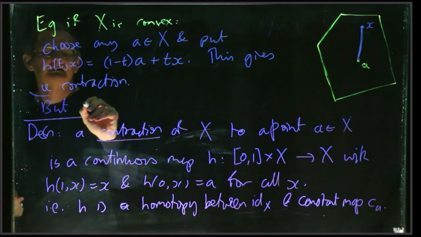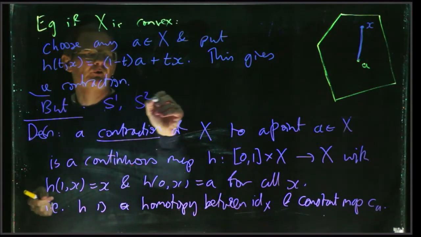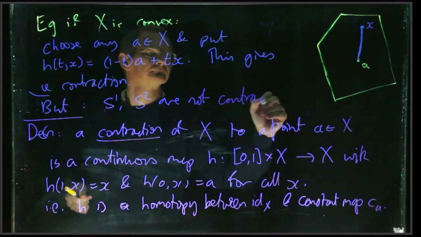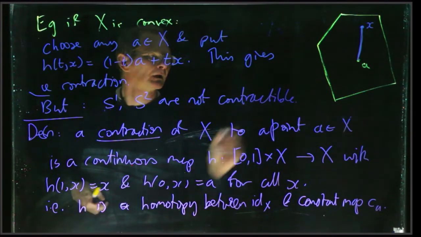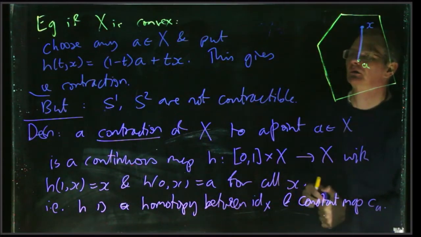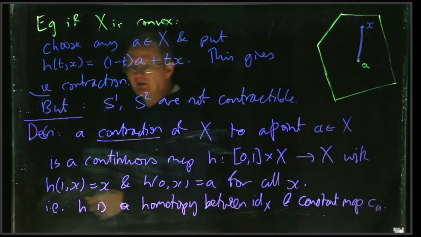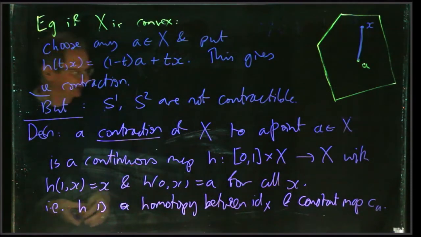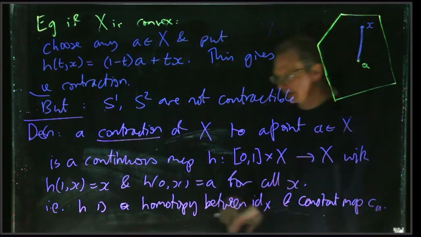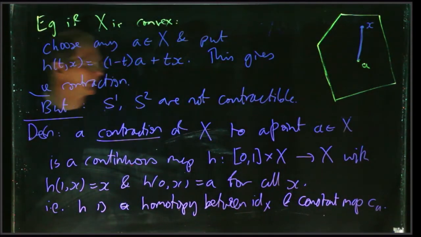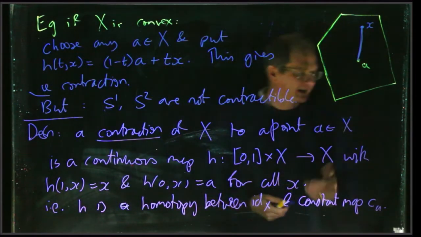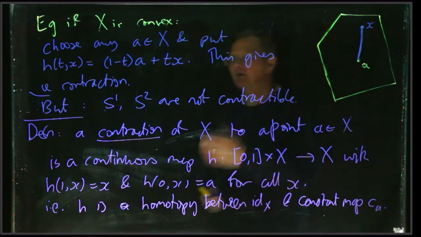But on the other hand, spaces like S1 and S2 are not contractible. How do we know this? If you just try and imagine what a contraction of S1 or S2 would look like, you can probably convince yourself that no such thing exists. In order to pull every point on the circle round to a single base point, you would have to tear the circle somewhere, and so it wouldn't be continuous.